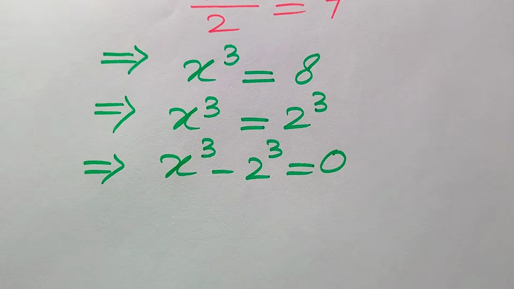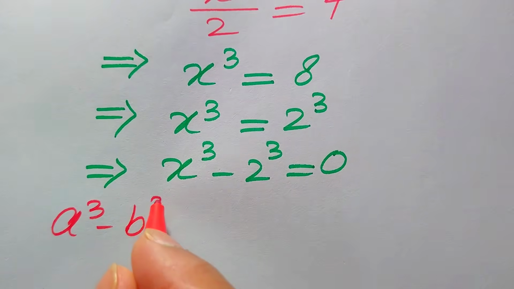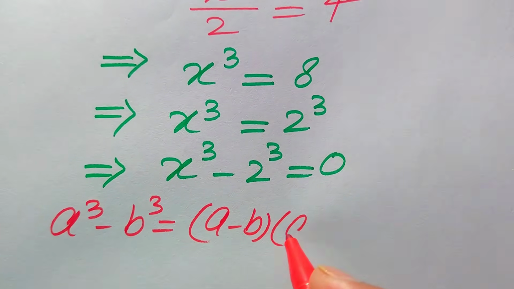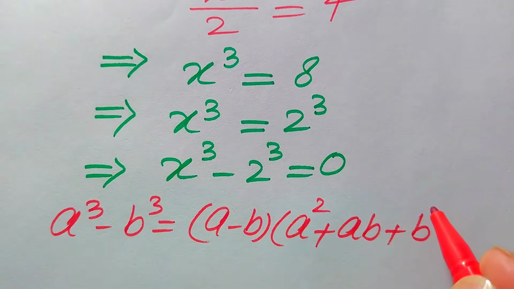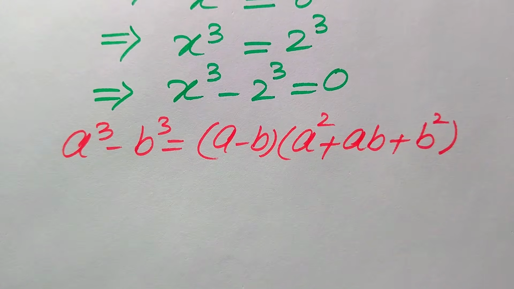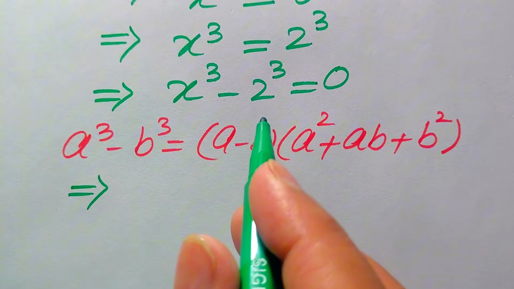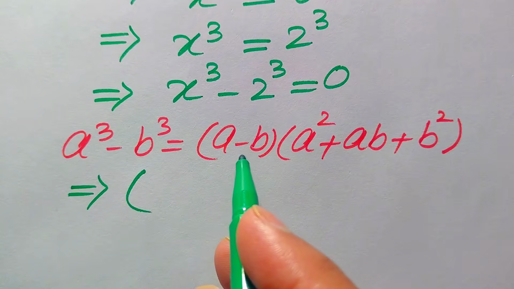So in the next step we need to use the nice cubic formula. You know that if we have a cubed minus b cubed, it equals a minus b times a square plus ab plus b square. According to this rule, we apply this formula to the above equation, which is x cubed minus 2 cubed, and when we apply this formula the first factor is a minus b.